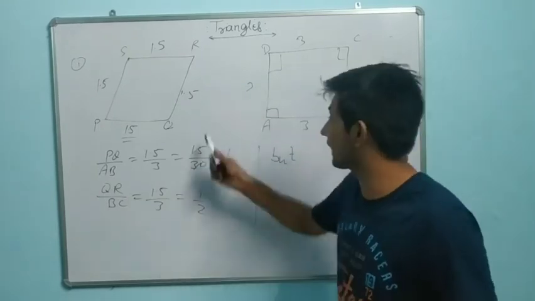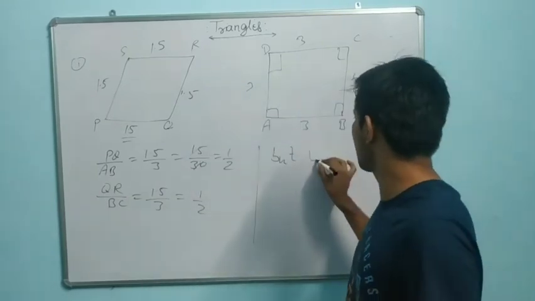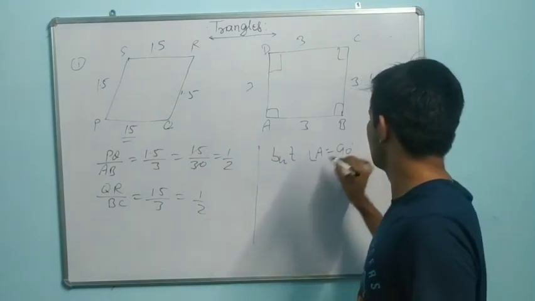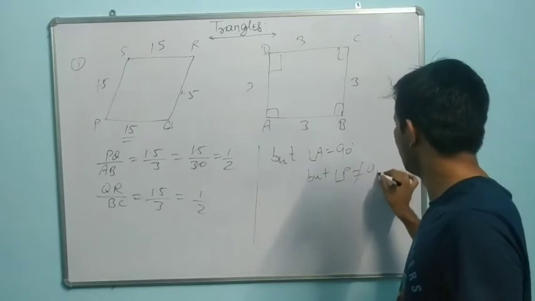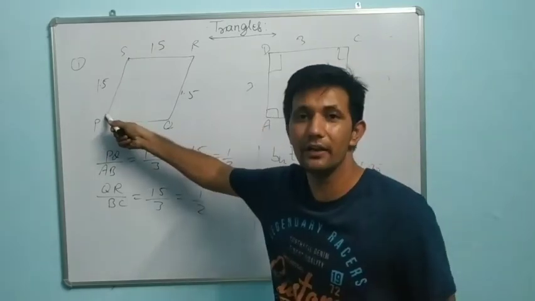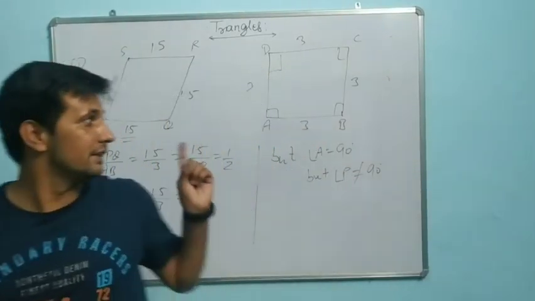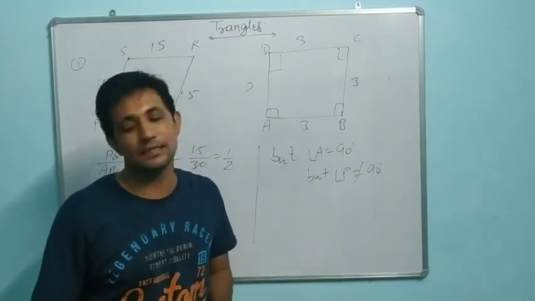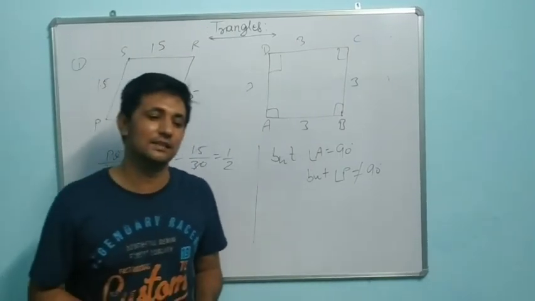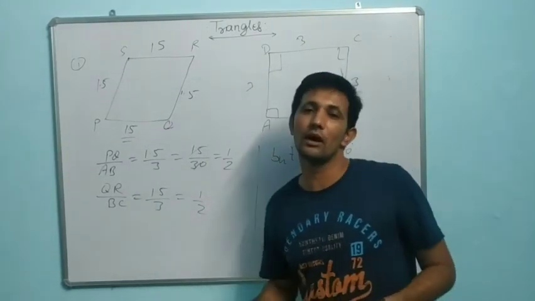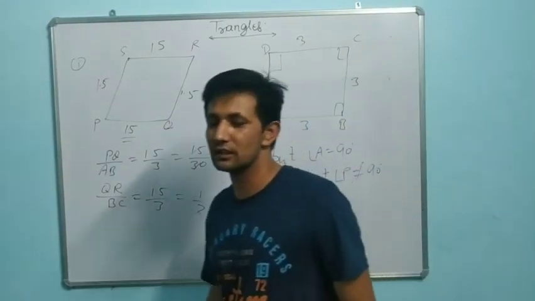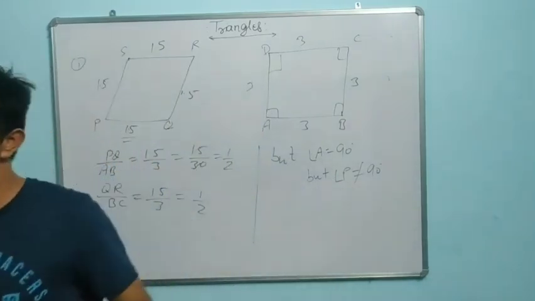The ratio is the same but are the angles equal? Yes, angle A is 90 but angle P is not equal to 90. It is 90. It is 90. No. So that's why these two figures are not similar. So our first exercise has been finished here. Okay. So please note it down. Now we will discuss the next exercise. Note it down please.